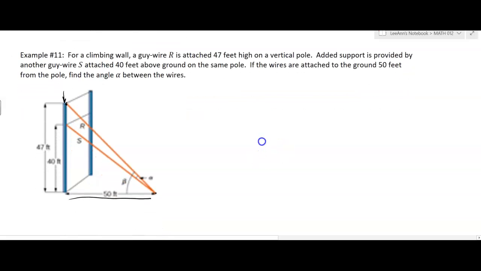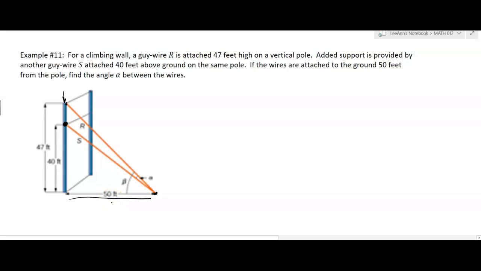Added support is provided by another guy wire, S, so that's tied there to the wall or the pole, and then it's also anchored down here at the same spot as the other guy wire. It's attached 40 feet above the ground on the same pole. If the wires are attached to the ground 50 feet from the pole, find the angle alpha between the wires.